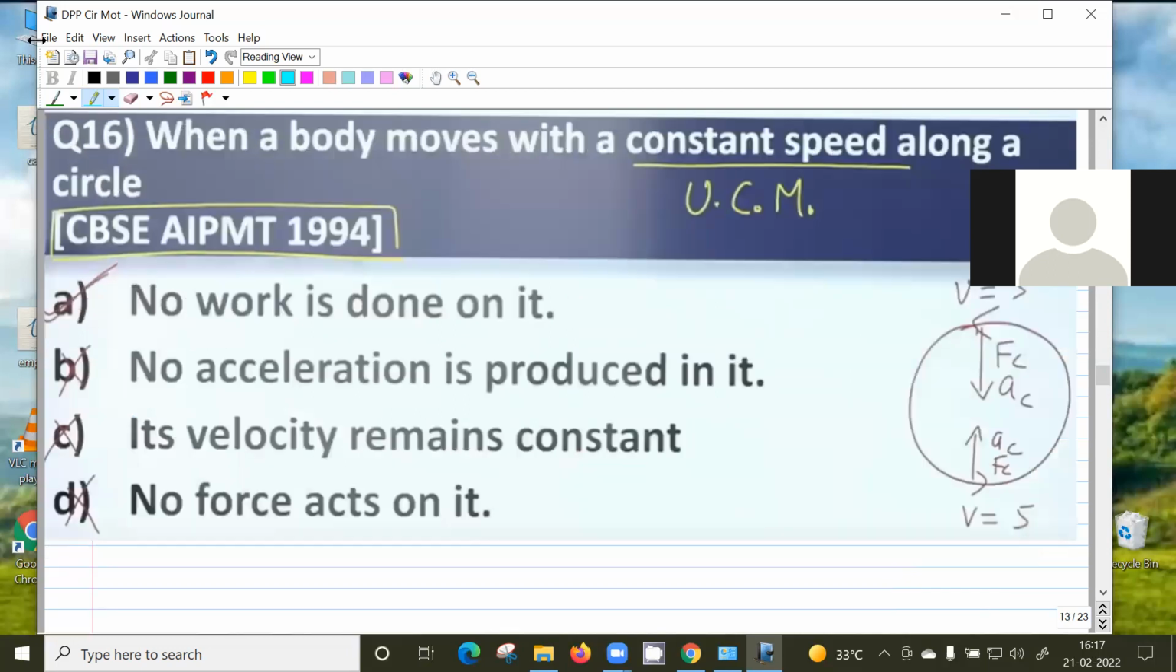Okay, this is done. When a body moves at constant speed along a circle, this is uniform circular motion. The direction of the velocity is changing, but the magnitude of the velocity is constant. So no work is done on it, no acceleration is produced in it, its velocity remains constant, no force acts on it. So which is the correct option?